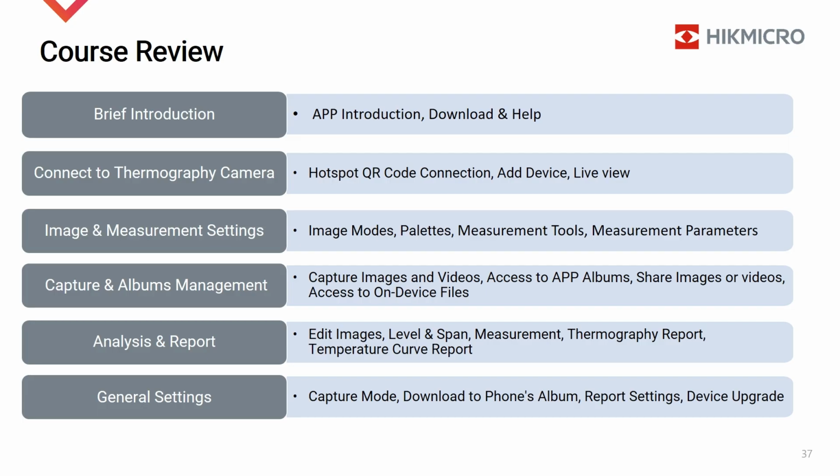In Part 5, we delved into analysis and report. For analysis, we have introduced several items, which are available for modifications during editing images, such as level and span, and measurement tools. In addition, we have known 2 types of report in Viewer app. They are thermography report and temperature curve report.